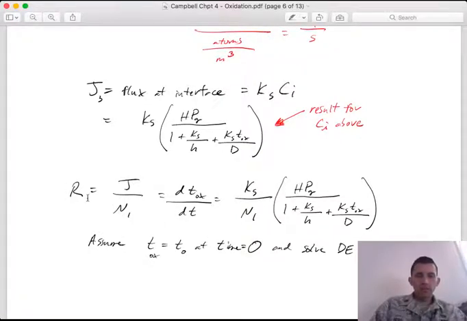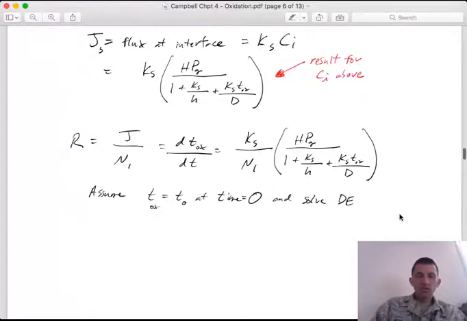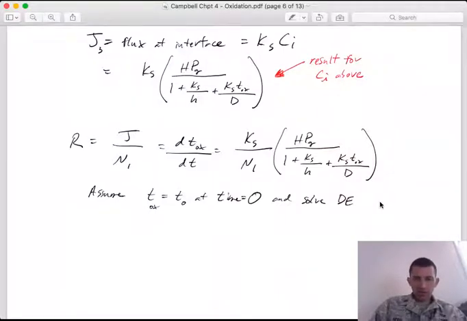Now our growth rate, if we're talking about a rate, we're talking about a change in oxide thickness per time, right? So we'll look at this equation here. And this is the one that we need to integrate in order to get an expression of oxide thickness as a function of time.